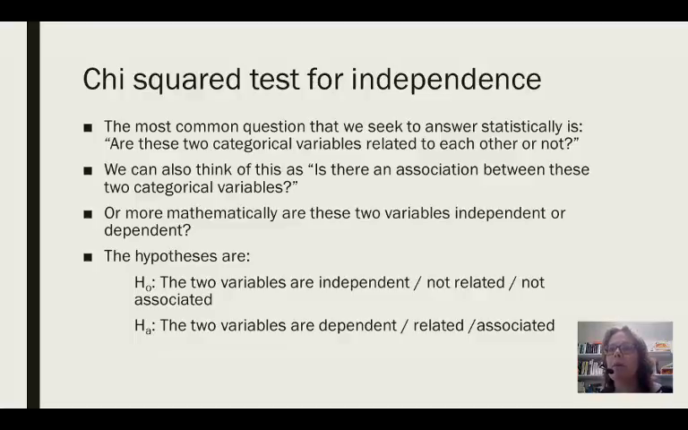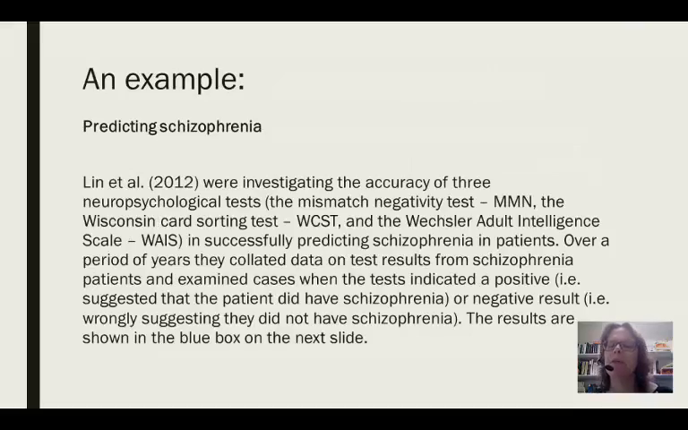The two hypotheses that we're testing here are: the two variables are independent, or we can think of the two variables are not related, or not associated. The alternative hypothesis here is, yes, these two variables are dependent, or they're related to each other, or they're associated with each other. So let's have a look at a particular example.